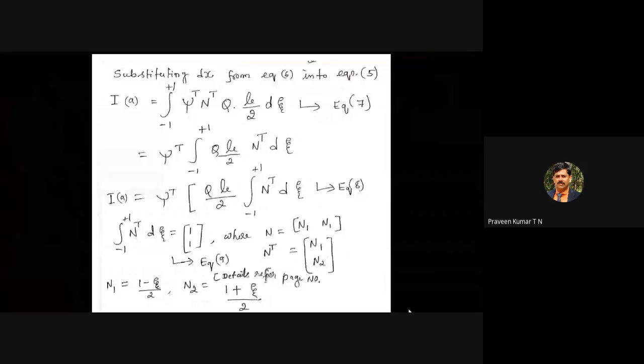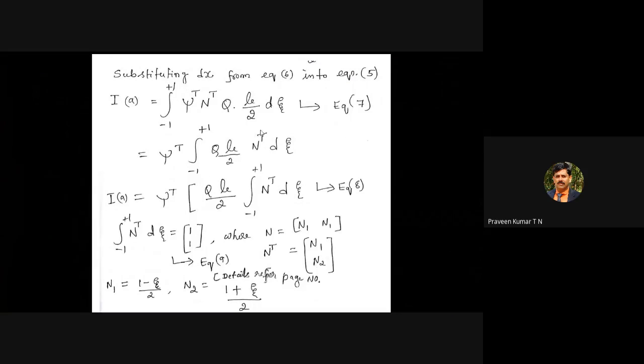So now we are going for further simplification. You take xi transpose outside because it is known, as this is a virtual global temperature. Then you end up with q Le by 2 into n transpose into d xi. If you simplify it further, the first term becomes xi transpose q Le by 2 from minus 1 to plus 1. Now q Le by 2 is constant, so we can take it outside.